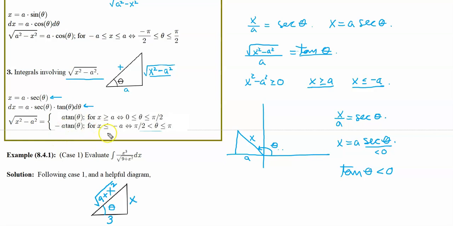So if x is supposed to be less than negative a, then in your integral you have to substitute negative a tangent theta for the square root of x squared minus a squared. So these are all the substitutions that you would use in case 3, when your integral involves something like the square root of x squared minus a squared. Now let's take a look at some examples, and they will help to clarify all of these cases.